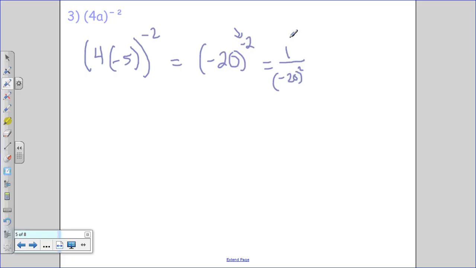Now, we want that in the parentheses, remember, because if I have the negative in the parentheses, then I'm going to have 2 negatives. So negative 20 squared is 400. Okay.